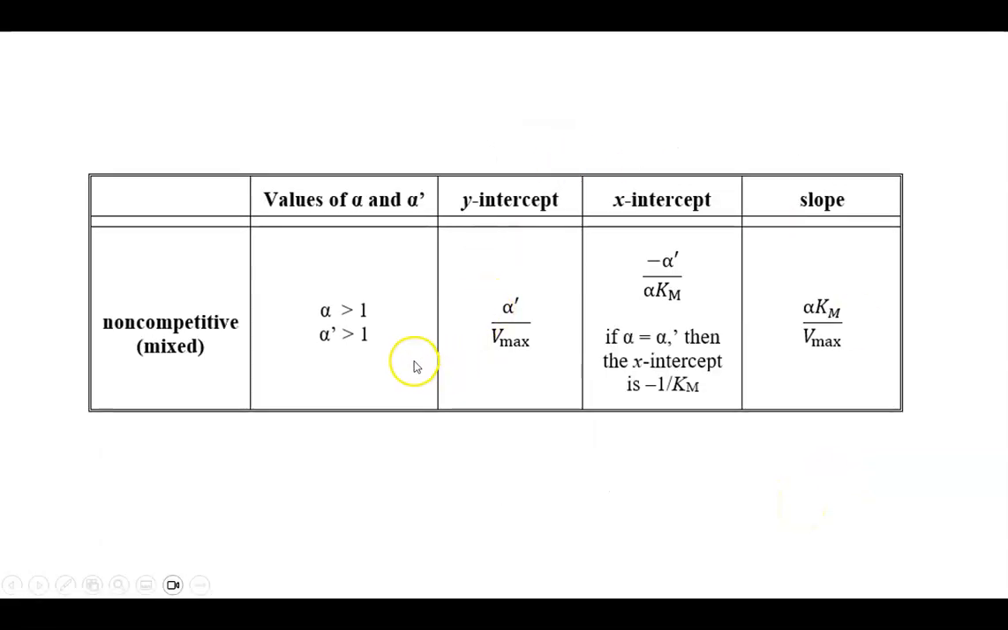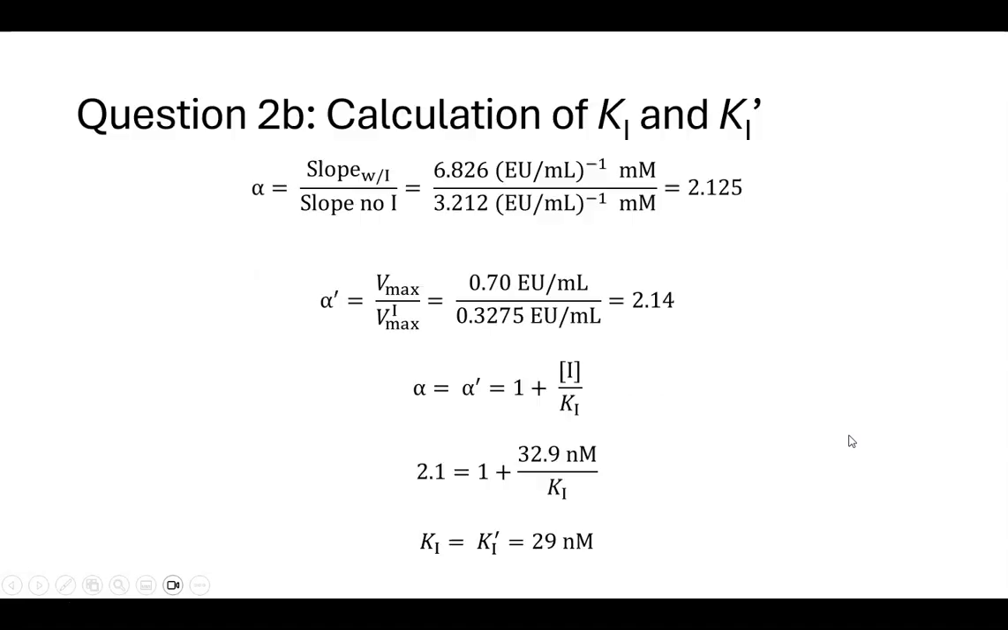So what I do here is, once I have identified what inhibition I have, I just look at this row and then I just don't look at the other ones. So this tells me how I can get alpha prime by either comparing the y-intercepts or comparing the Vmaxes, which is how I do it, or comparing the slopes to get alpha.